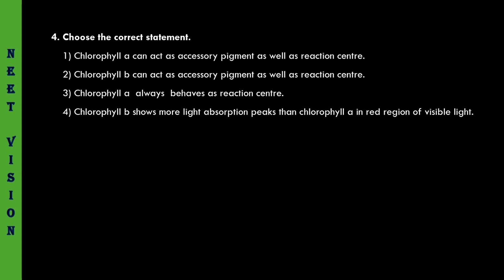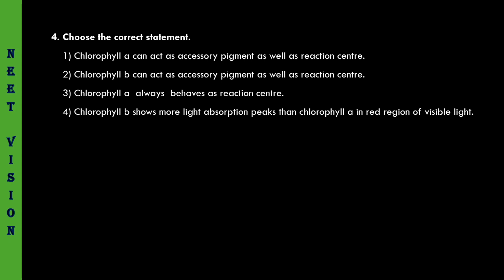Correct statement you have to choose. Chlorophyll A can act as accessory pigment as well as reaction center. Yes, chlorophyll A is present in the light harvesting complex as well as reaction center in core complex. The first option must be the correct one. Why are 2, 3 and 4 wrong? Chlorophyll B can act as accessory pigment as well as reaction center. No, not reaction center, only accessory pigment. Chlorophyll A always behaves as reaction center.